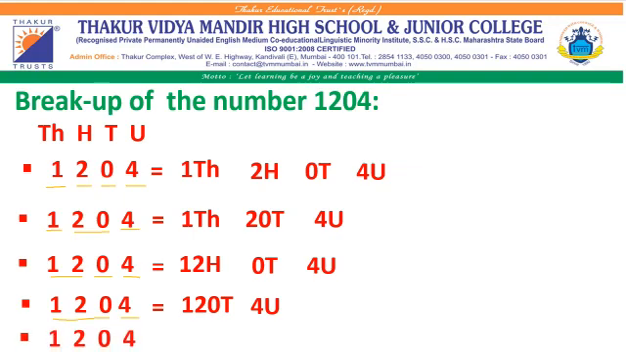In the last breakup, we will take all the numbers together. So it will be written as 1204 units. Isn't it simple, students? Yes. I am assured that now you can do the breakup of any number that is given to you.